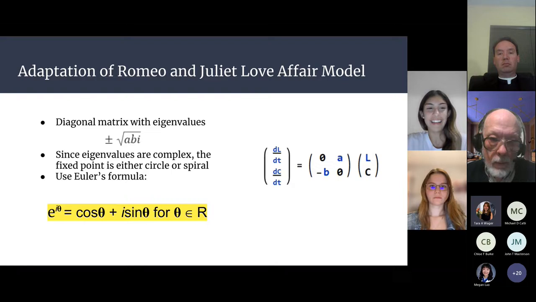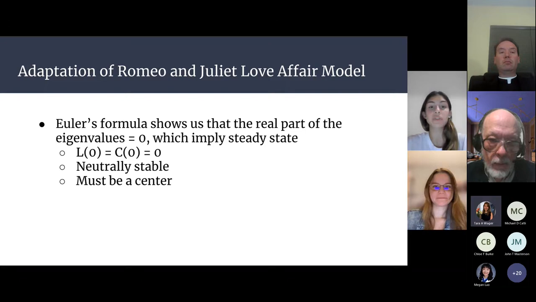Hi. It's okay. So when we use Euler's formula, it shows us that the real part of the eigenvalues is equivalent to zero, which implies a steady state, which means that the fixed point is neutrally stable and it must be a center.